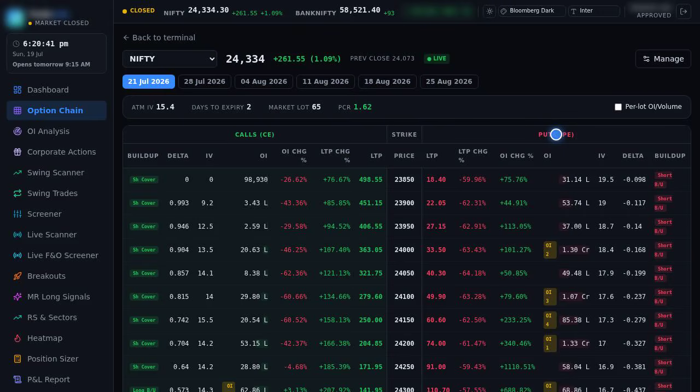Now you'll also hear three terms: in the money, at the money, and out of the money. At the money simply means the strike closest to the current spot price, the middle of the chain.